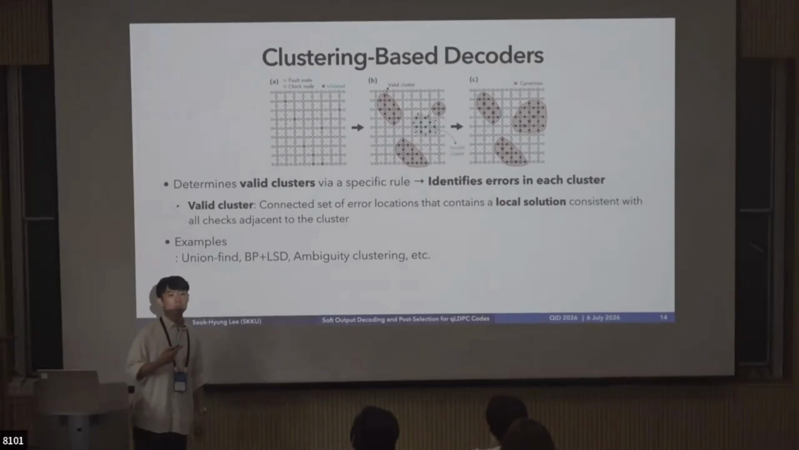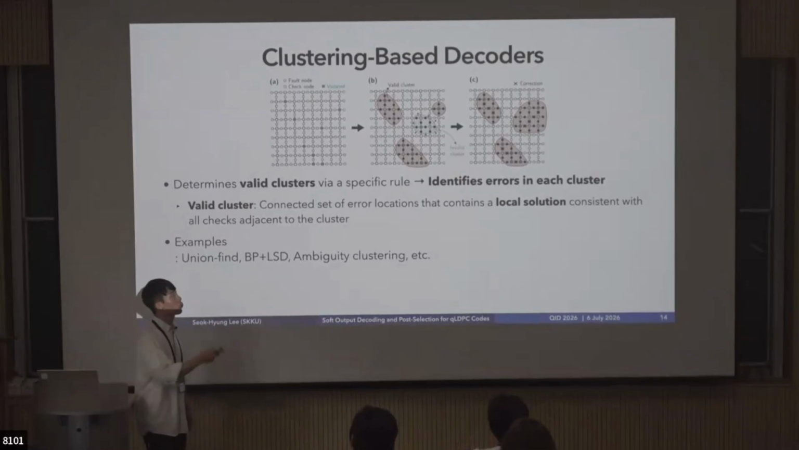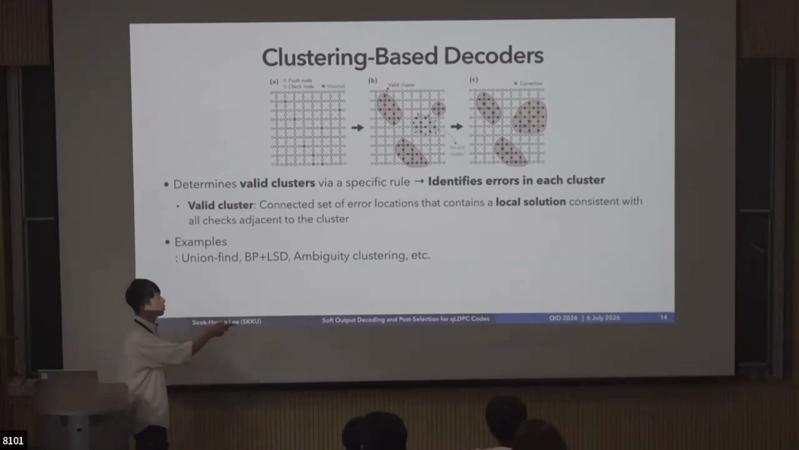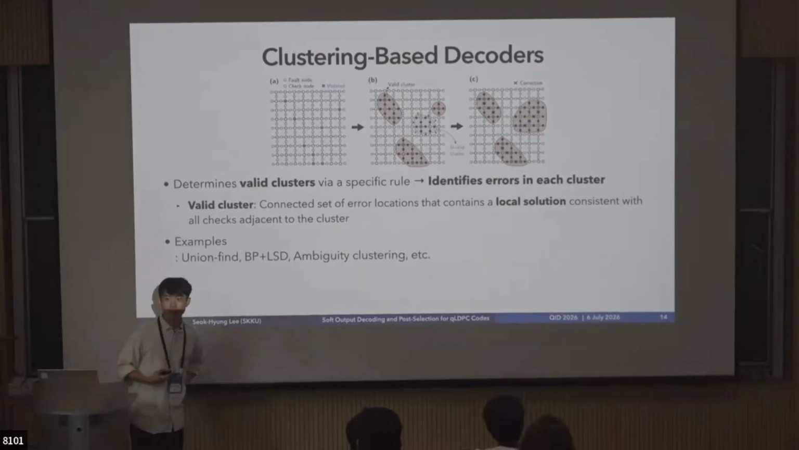So to define, there could be lots of different types of decoders for quantum LDPC codes. But what we specifically considered is the clustering-based decoders, which are run by determining valid clusters. Here, valid clusters means some connected set of error mechanisms that contains a local solution consistent with the checks adjacent to such clusters. So we first determine such valid clusters and identify errors in each cluster.